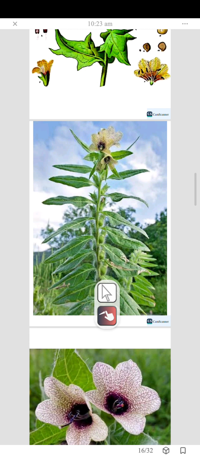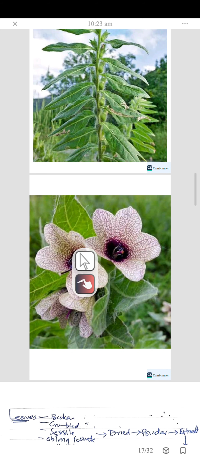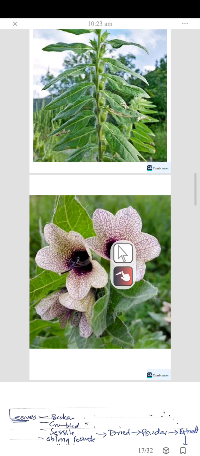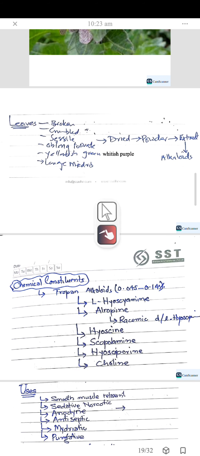And you can see the flower of this plant. It is somewhat yellowish in color, light yellowish, and pink veins are there in the corolla of this plant. Leaves are broken, crumbled, sessile, oblong to ovate, yellowish green leaves. A long midrib is also present in the leaf.